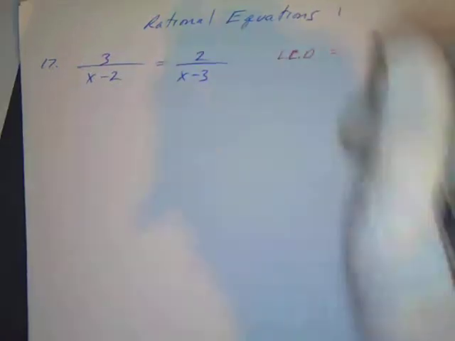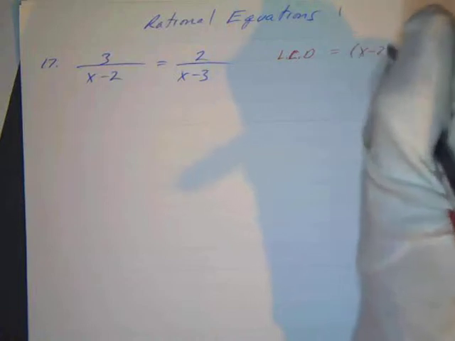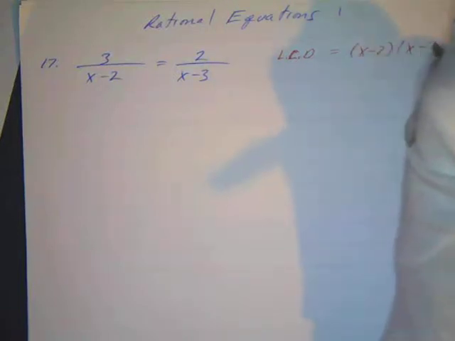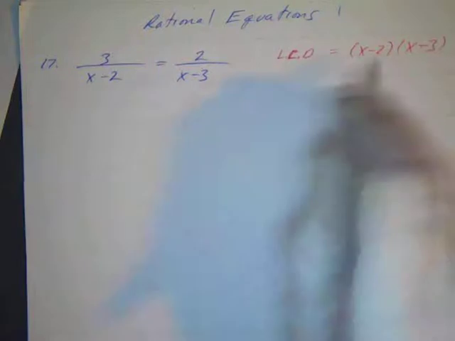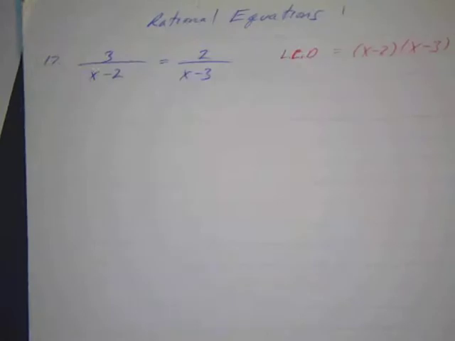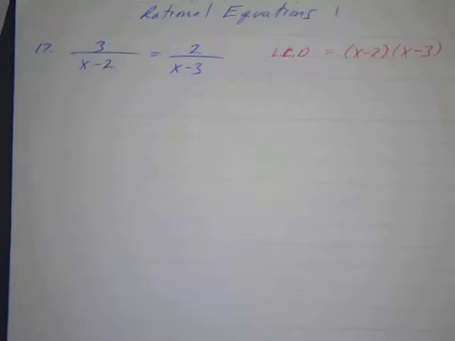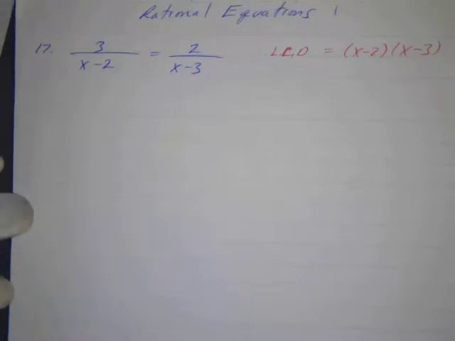And it's got to have an x minus 2 in it. And it's got to have an x minus 3, so that's what it is. And you can see x minus 2 and x minus 3 both divide evenly into that. And that's the smallest number that they both divide evenly into, so that's the least common denominator. So I'm going to multiply both sides of this equation by the LCD.